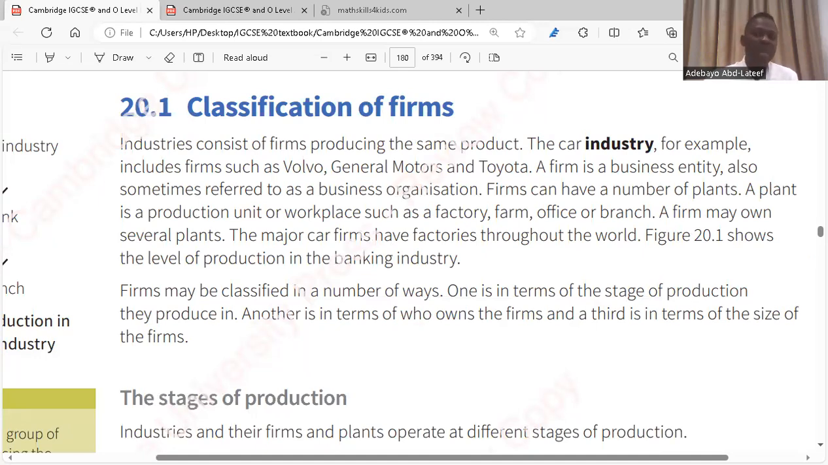Firms can have a number of plants. A plant is a production unit or workplace, such as factory, farm, office, or branch. A firm may hold several plants. The major car firms have factories throughout the world. So a firm is the same as a business. A business is the same as a business organization or a company. But these companies are situated across the globe. As a result, it means they have different plants, different branches, different workplaces, different offices across the globe. That is the point there. I think it's clear. Yes.